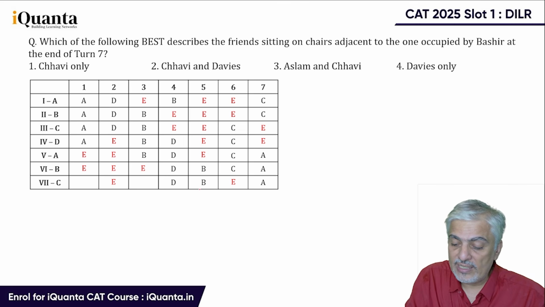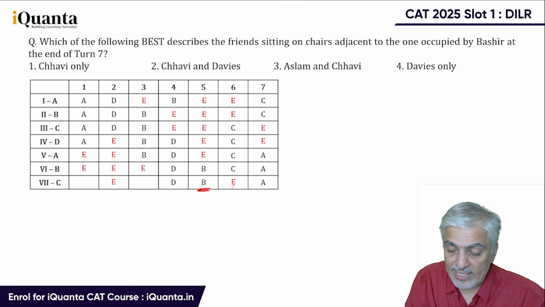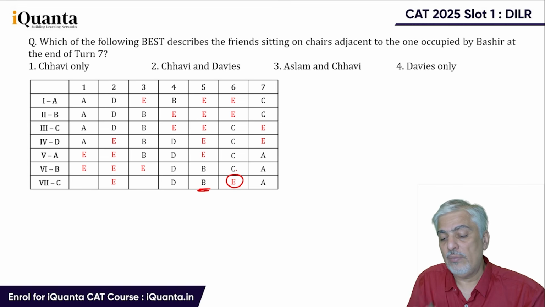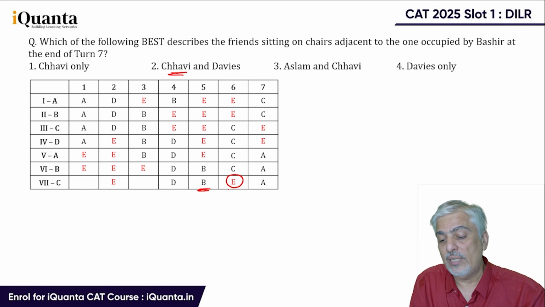So who's sitting next to Bashir? We don't know which side. They have not said which side. It can be D or E. E is an empty chair, so this is not going to be the answer. We know that this is definitely empty, so it can be only D. It can't be C. A lot of people would have marked C and D thinking that C can come here, but C can't come there. So it can be only D, and that is the fourth option.